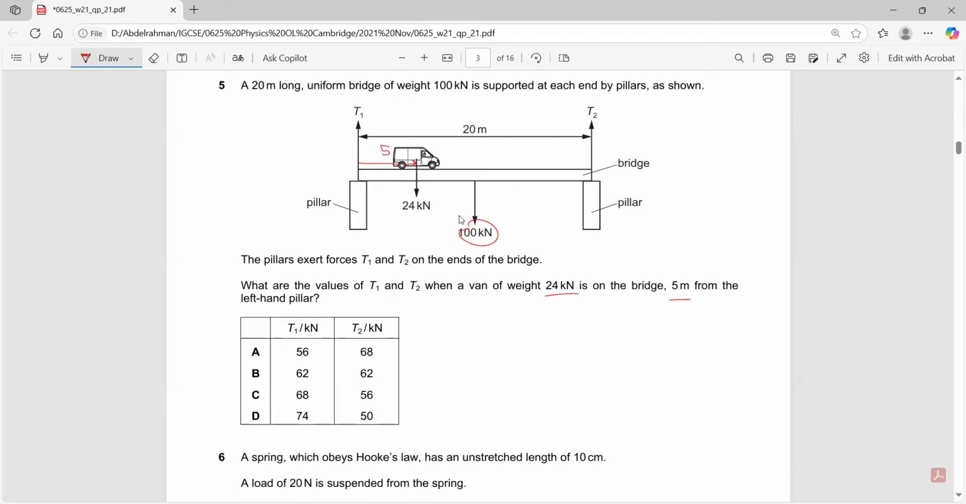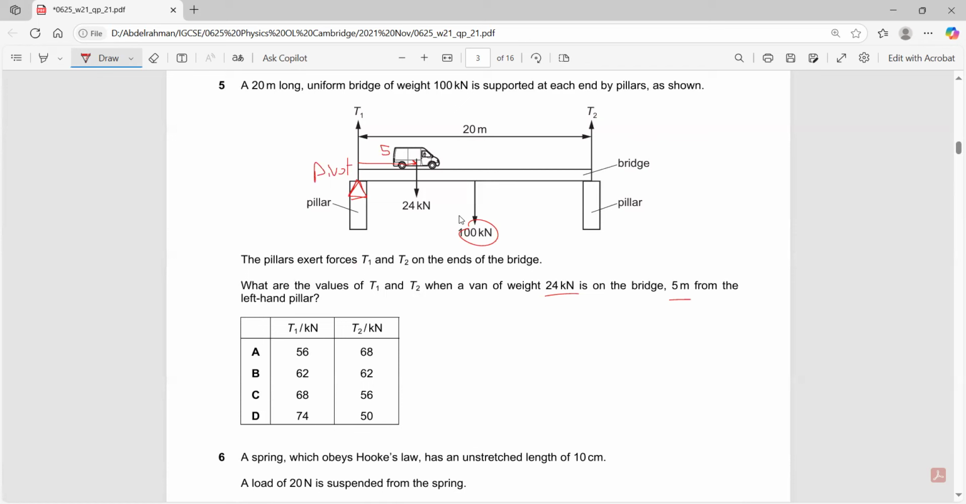Can I find T1 and T2? Yes, I can find it by assuming that one of them is the pivot. Okay, so if I would like to assume that T1 is the pivot, then T2 would be moving, or there would be a force at T2. What if you want to assume that T2 is the pivot and that T1 has the force? It's okay, as you like. It's up to you. They would both give you the same result.